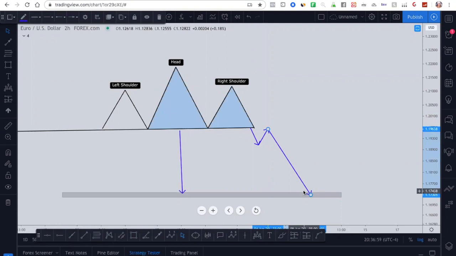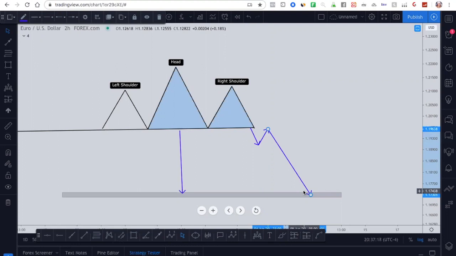Now, this doesn't always happen, and head and shoulders patterns do not always play out. But when we see these, we get excited because if they do play out, they're very easy to predict, they're easy to trade, they're easy to maybe put a little bit of a higher risk if you're an experienced trader, and they move very nicely.